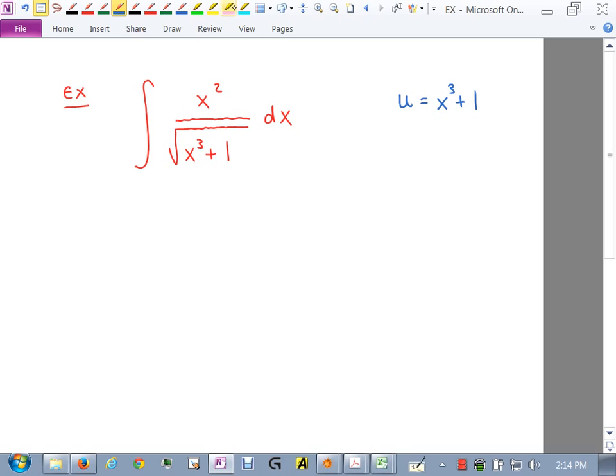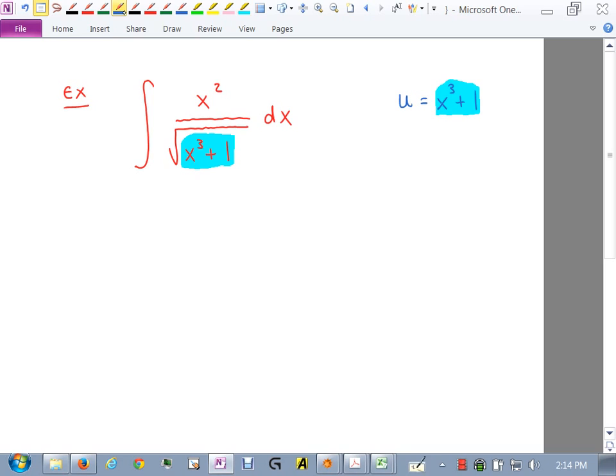I will be able to replace this right here, not the root, but that right there will be replaced with u, won't it? That's going to be a direct substitution. That's going to become a square root of u. I'm happy about that. But I need to figure out what that x squared is going to become.